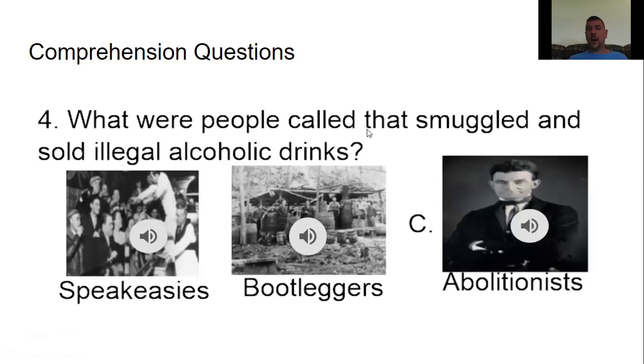Number 4, what were people called that smuggled and sold illegal alcoholic drinks? So they created it and sold it. What were they called? Were they called speakeasies, bootleggers, or abolitionists? The ones that made the alcohol and smuggled it and sold it to other places were called bootleggers. Ding, ding, ding. We have a winner. Bootleggers. Speakeasies are where they sold it to, which were secret bars.